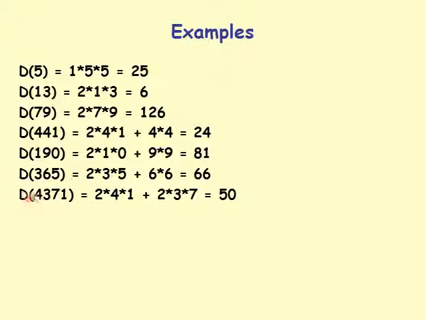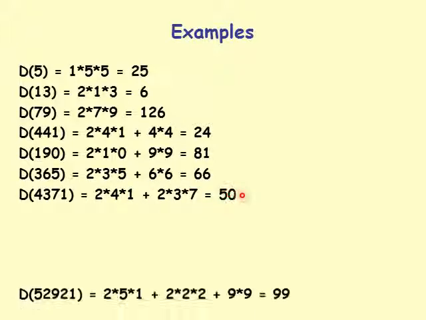Let's continue here. Now we have the duplex of 4371. We pair 4 with the 1, which are in two different positions, so we get twice the product. 2 times 4 times 1 is 8. We pair this 3 with the 7, which are also in different positions, so it's twice times 3 times 7. So it's 8 here, and 2 times 3, 6 times 7 is 42. 42 plus 8 is 50.